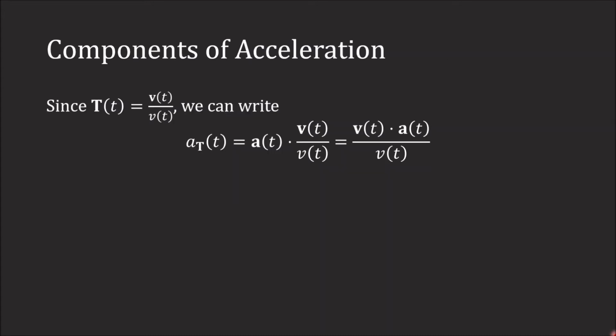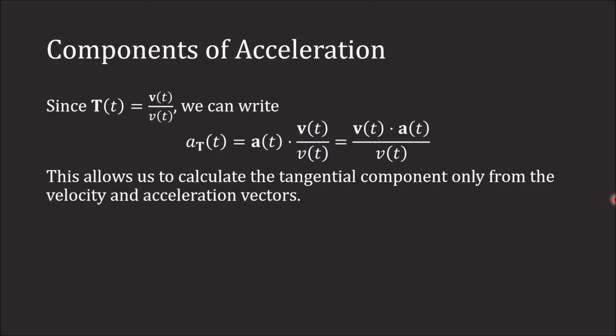Now, the unit tangent, remember, is velocity over speed. So we can write the tangential component as A dotted with V over speed. Well, we can treat this as over 1, or remember this is a scalar multiple, so we can pull that out to the front. Dot product order doesn't matter, so we can write the tangential component of acceleration is velocity dotted with acceleration all over speed. So now this allows us to calculate the tangential component only from the velocity and acceleration vectors. This is much better.